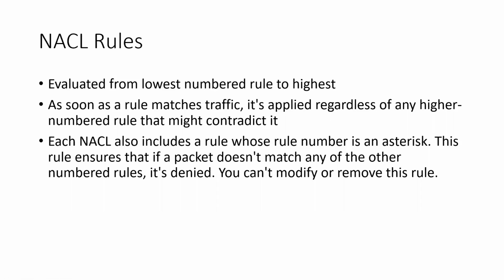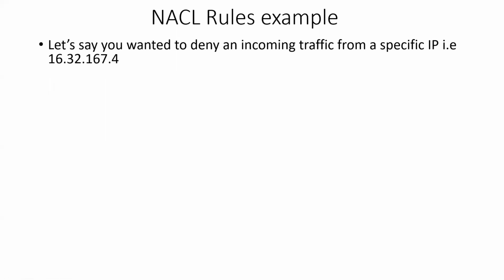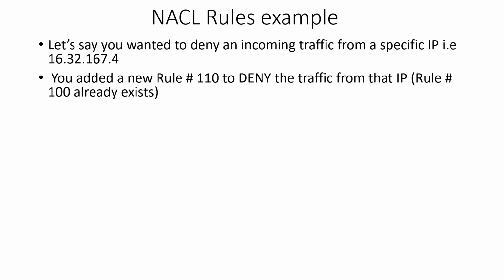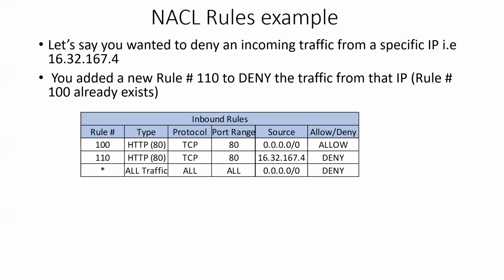So let's go ahead and take a look at an example. Let's say you wanted to deny incoming traffic from a specific IP address. That's the IP address, 16.32.167.4. I want to deny. You added a new rule number 110 to deny the traffic from that IP. So let's say in your NACL, a rule number 100 already exists. So let's say this is how it looks.